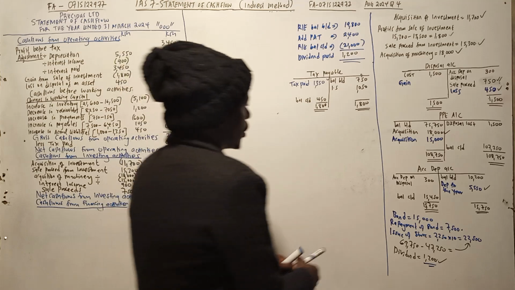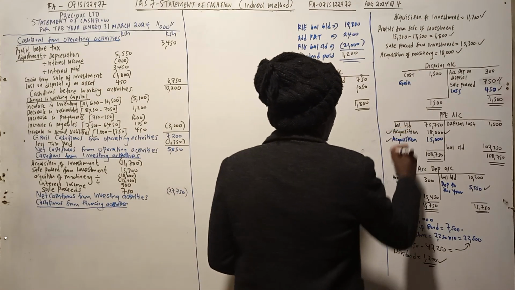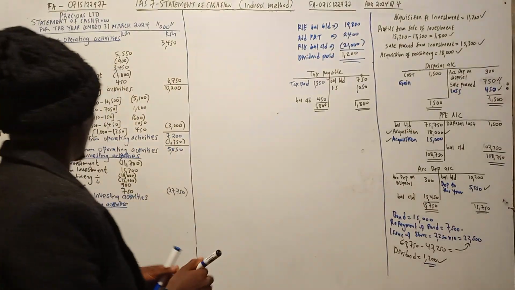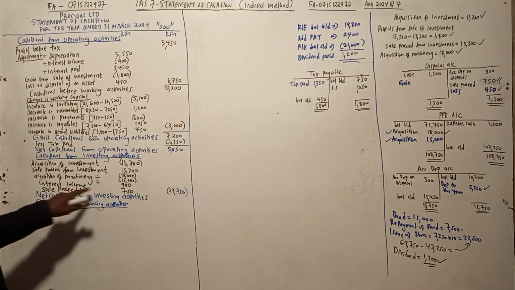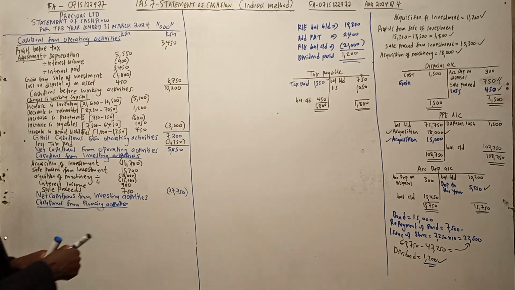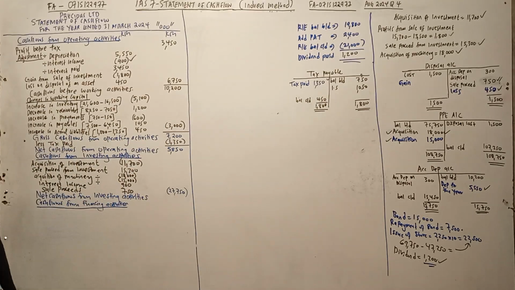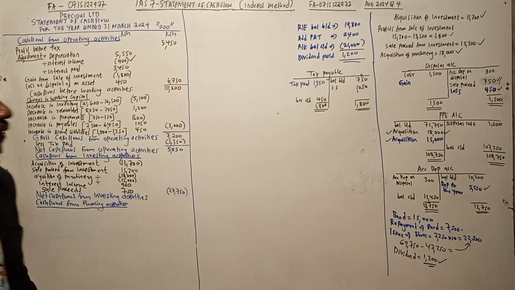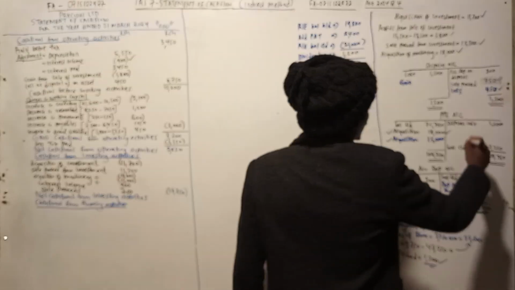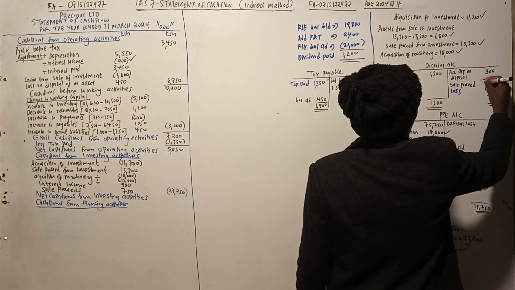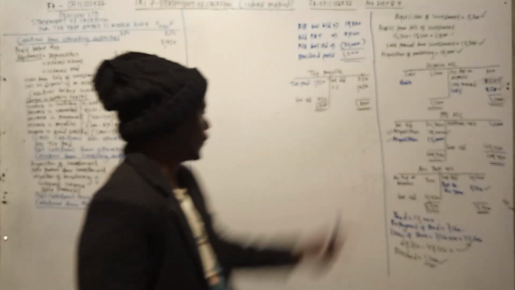So ndio hii hapa zote mbili, 18,000 na 15,000. That was acquisition of machinery. We had interest income of 900, ndio hii hapa. This one interest income, we need to consider that one as an income. We add it. Then you had sales proceed of 750. Here it is. Sales proceed of 750 ndio hii hapa. Our disposal account. So disposal account 750.